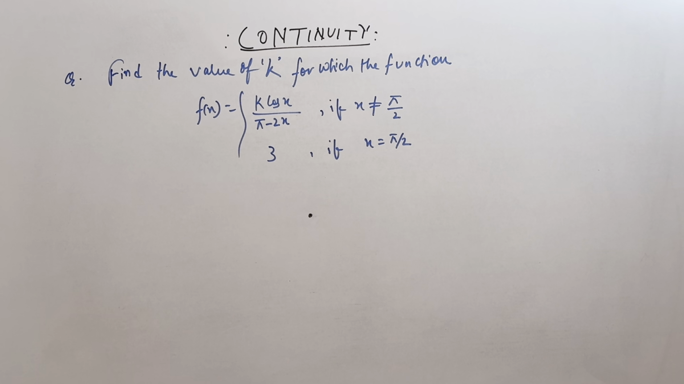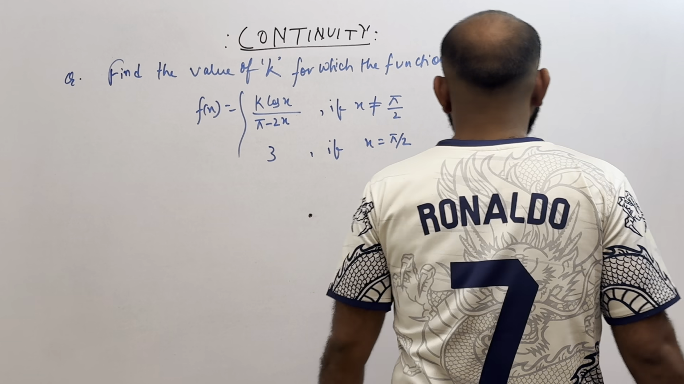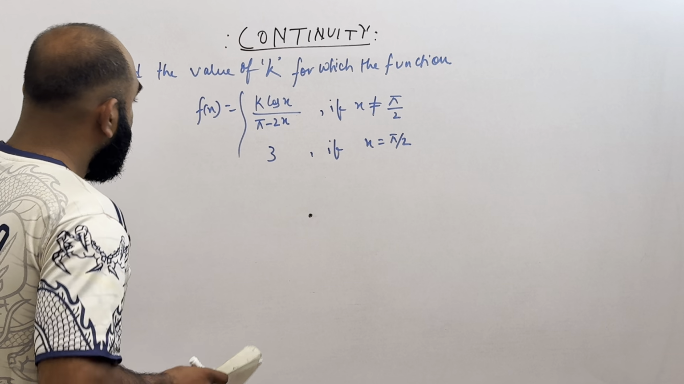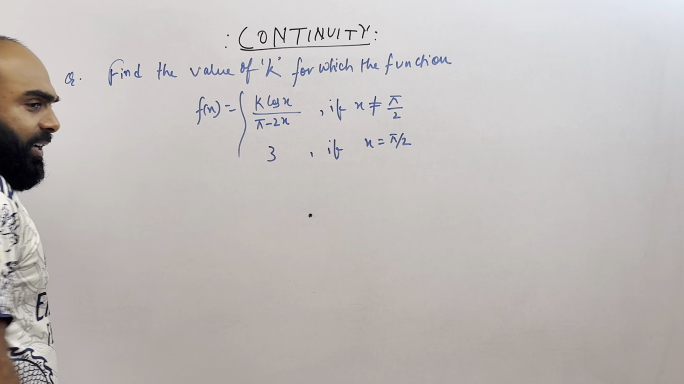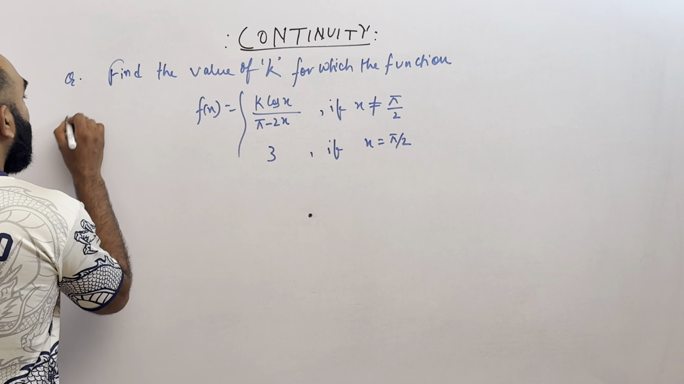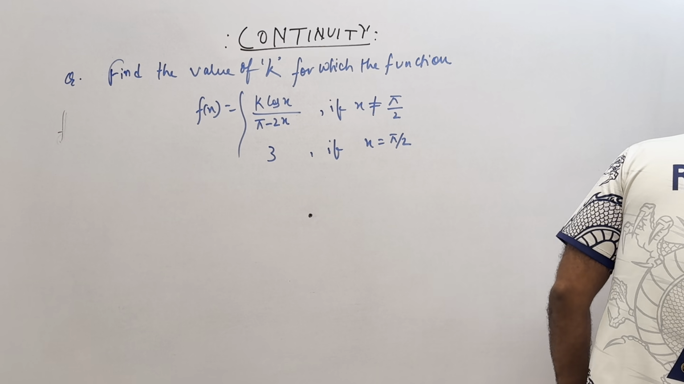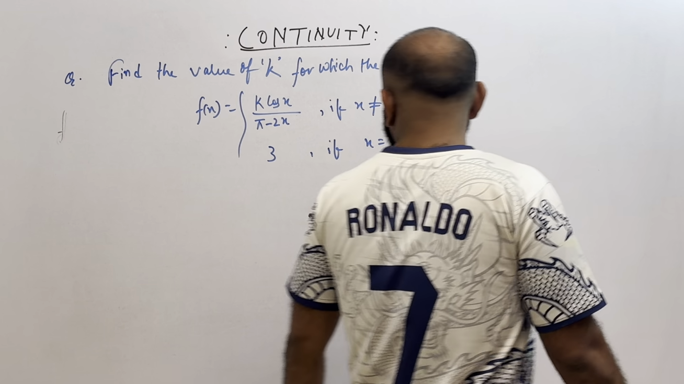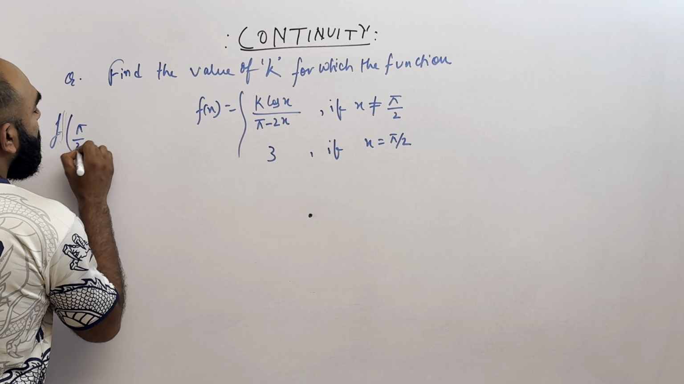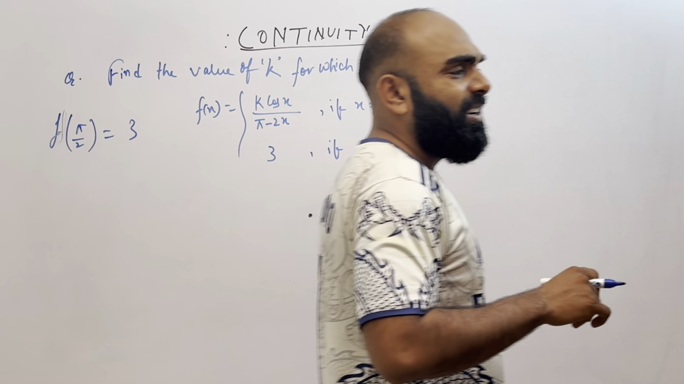Okay, sir. Sir, you try, sir. You do, sir. Okay, I will do it. Yes, sir. I have tried, sir. Okay, tried. How will you start? Sir, your way only. Okay, what is my way? Sir, go with f of pi by 2 only. At pi by 2 only. Okay, f of pi by 2. Sir, value is 3 only. Okay. At x is equal to pi by 2, the value is 3.